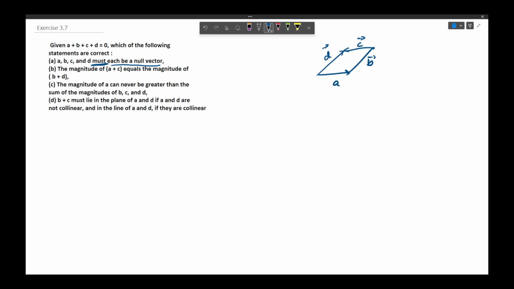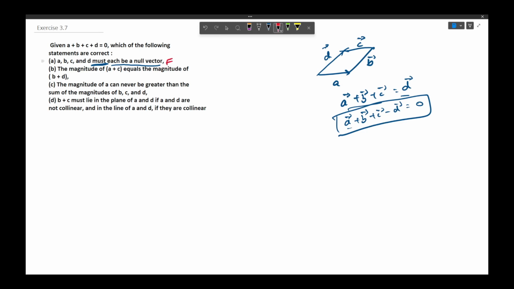So we can see here that the summation of vector A plus vector B plus vector C is coming out to be vector D. They both have the same magnitude. Now if we subtract vector D from both the sides, vector A plus vector B plus vector C minus vector D equals 0. So we see here that they all had finite magnitudes, but still they resulted in 0 upon summation. So this condition is false, stating that they must independently be a null vector.